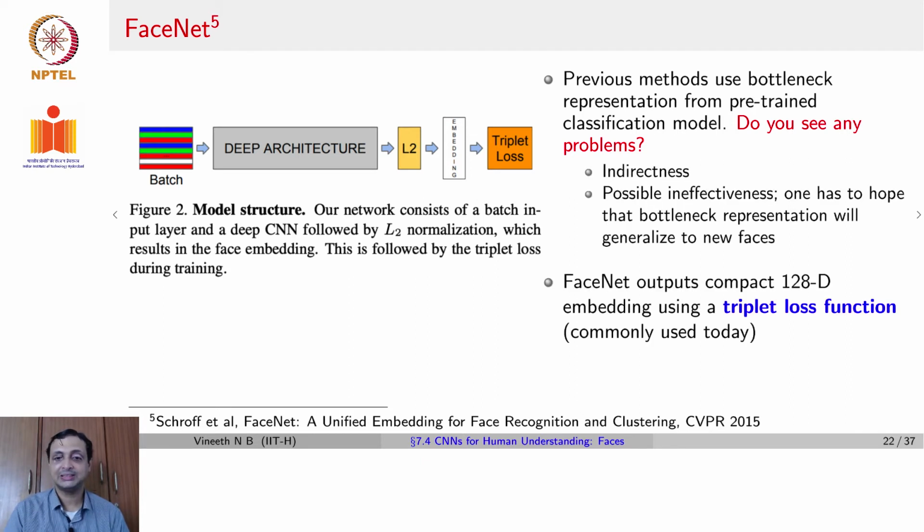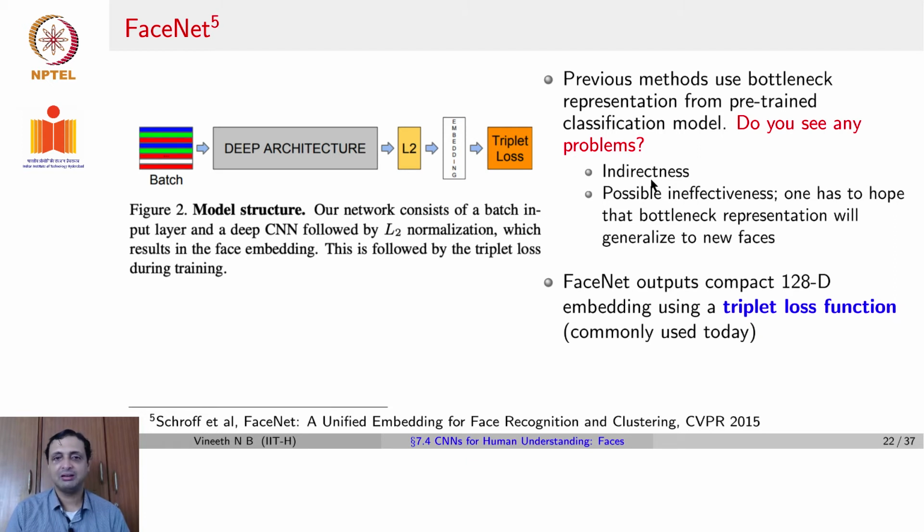FaceNet claimed yes. It has an indirectness because we don't know what those embeddings from an intermediate layer, or a penultimate layer, or what is called a bottleneck layer, could be used for in later tasks. And because it was not explicitly trained for the later task that those embeddings are used for, it may be ineffective.